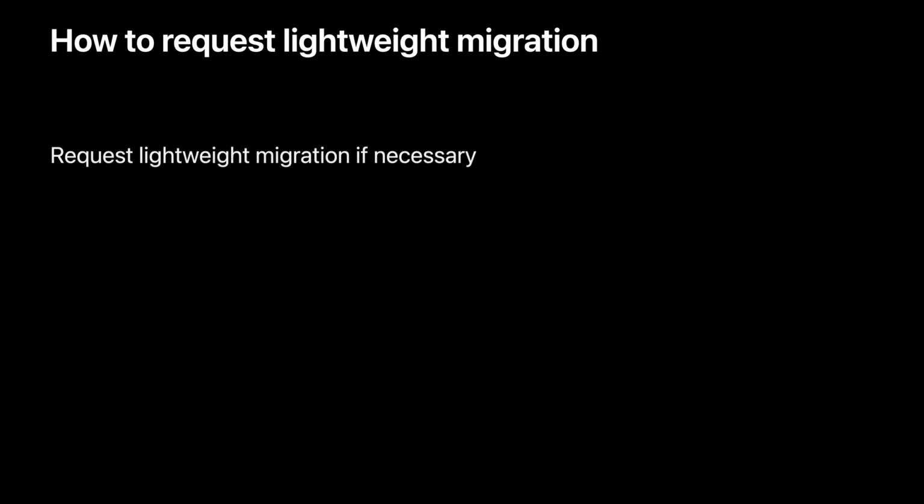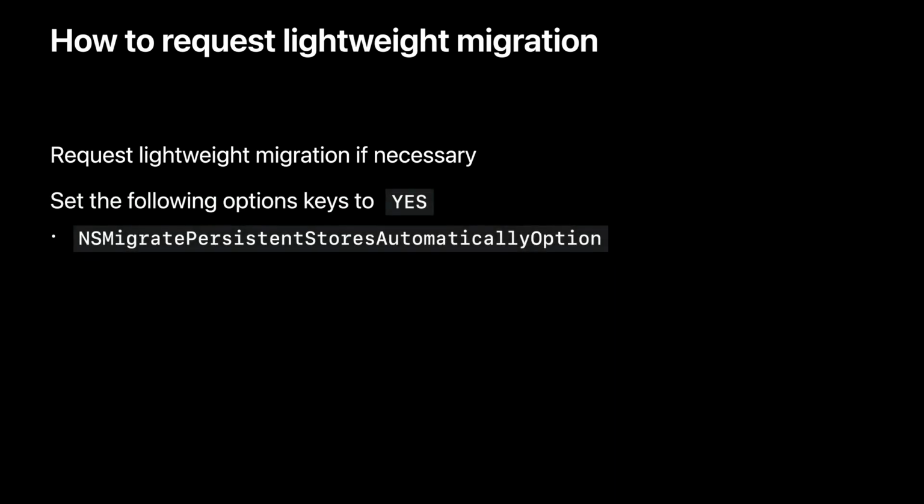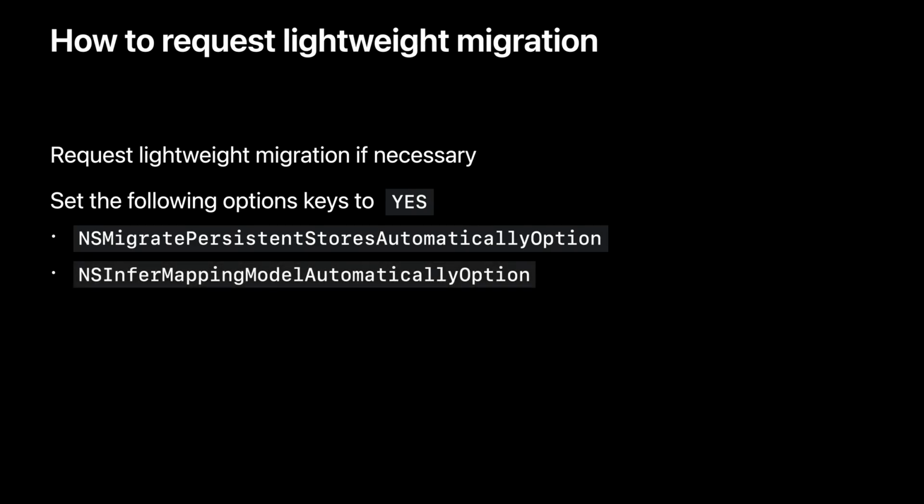If you're using an alternative API, such as NSPersistentStoreCoordinator addPersistentStore type configuration at options, lightweight migration can be requested by passing an options dictionary with the keys NSMigratePersistentStoresAutomaticallyOption and NSInferMappingModelAutomaticallyOption set to a value of yes. Core Data will perform lightweight migration automatically if it detects the persistent store no longer matches the current model.